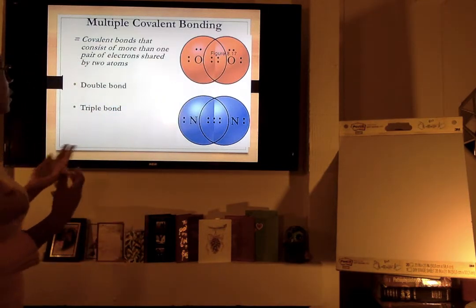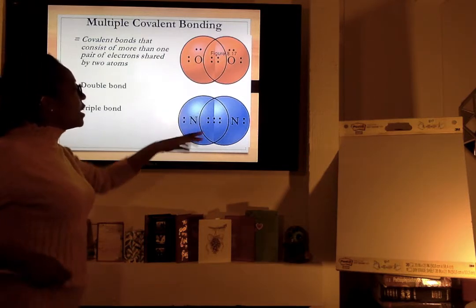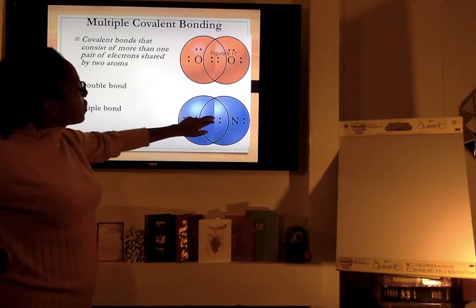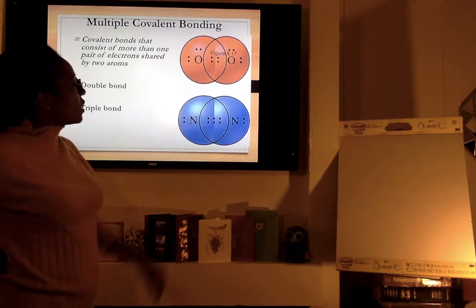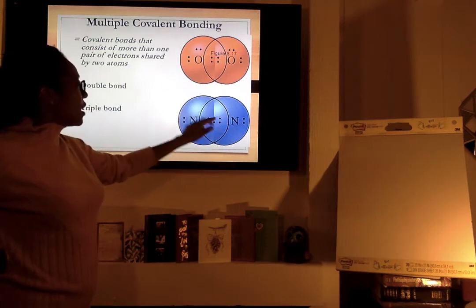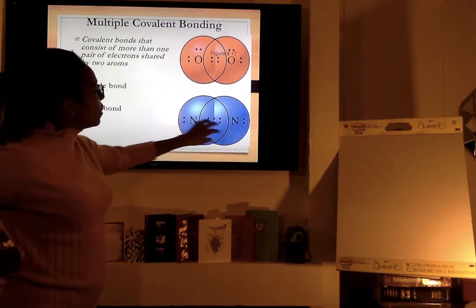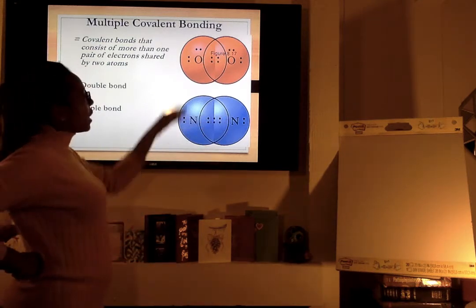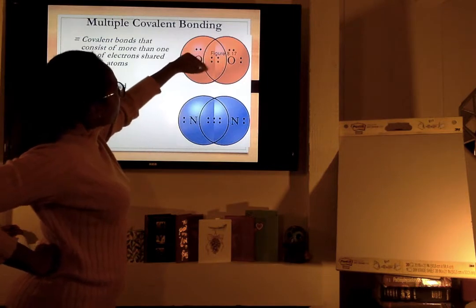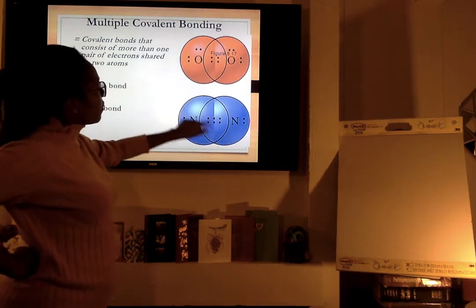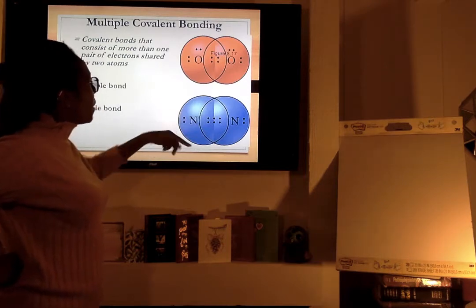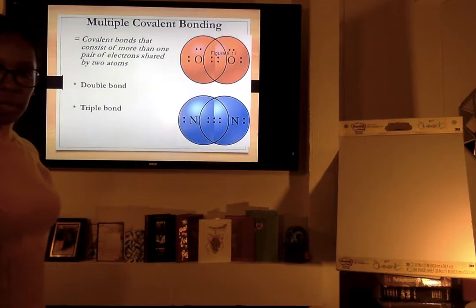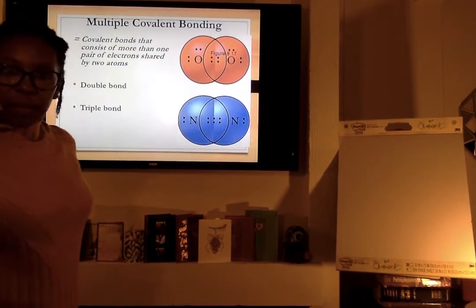Same thing with the nitrogen. Here you have two electrons being shared, two electrons being shared, two electrons being shared. Because there are 6 electrons being shared between the two nitrogens, that means there are 3 bonds here. So you have 1, 2 here, and 1, 2, 3 here. There are 3 pairs of electrons here, so a triple bond, and 2 pairs of electrons there, so a double bond. Okay? Hopefully that all makes sense.